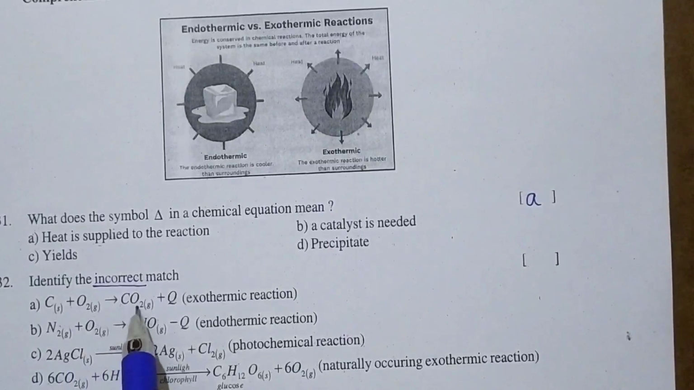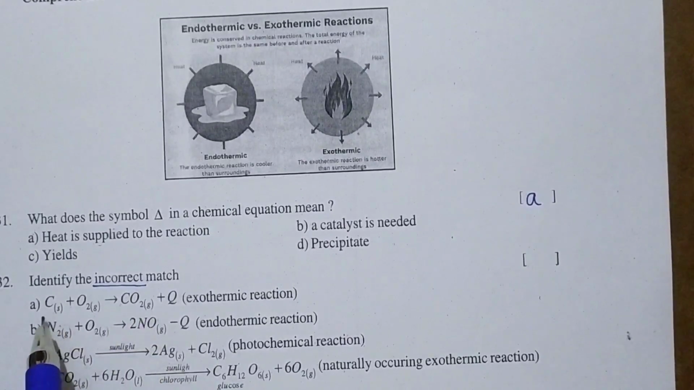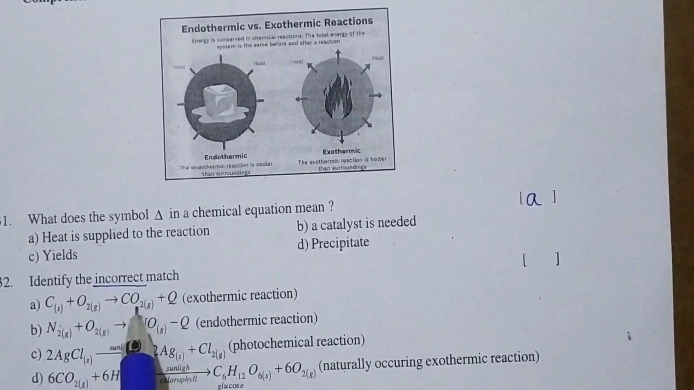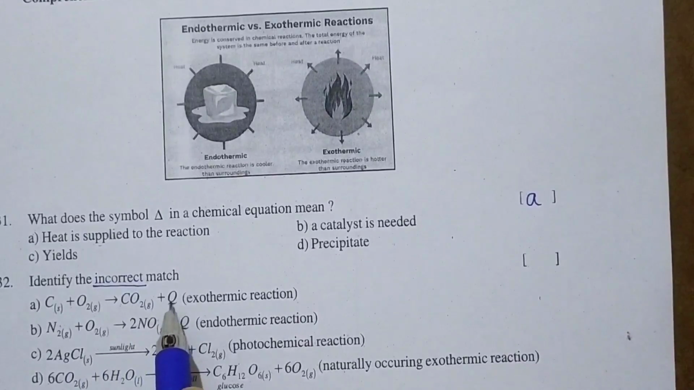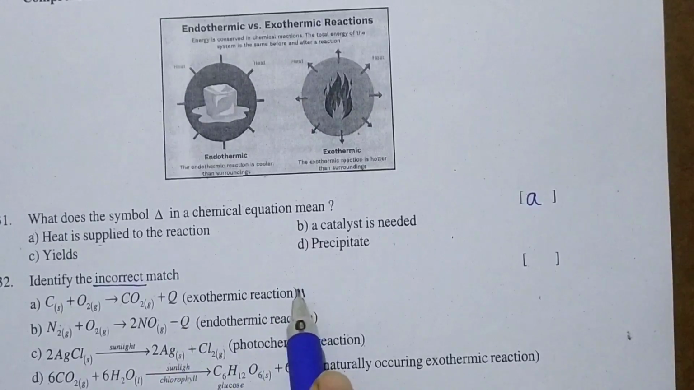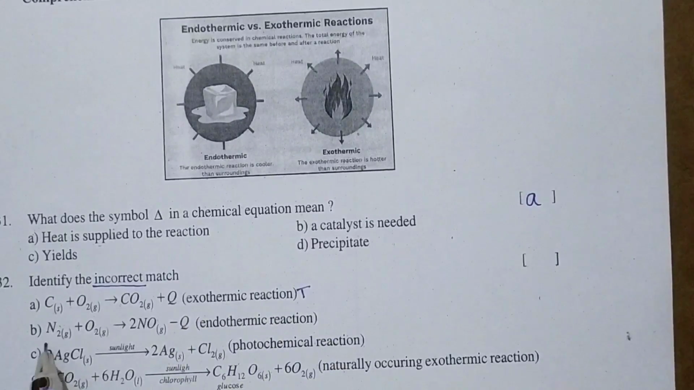C plus O2 gives rise to CO2. So carbon plus oxygen we get carbon dioxide, and plus Q means heat is evolved. So this is an exothermic reaction. This is true. And here N2 plus O2 gives us 2NO.